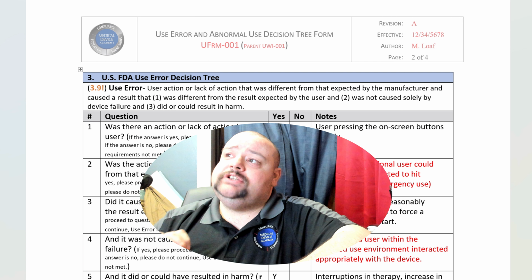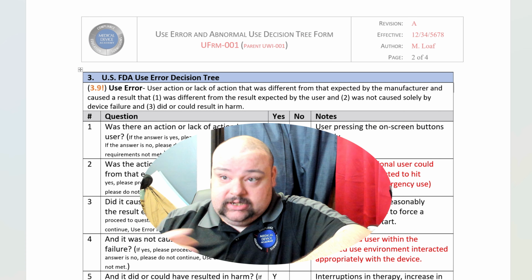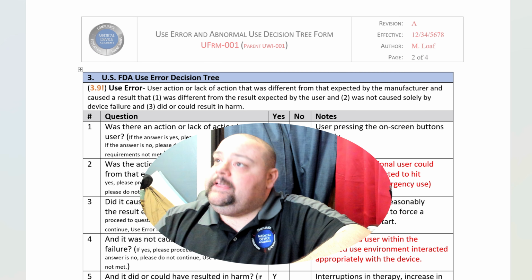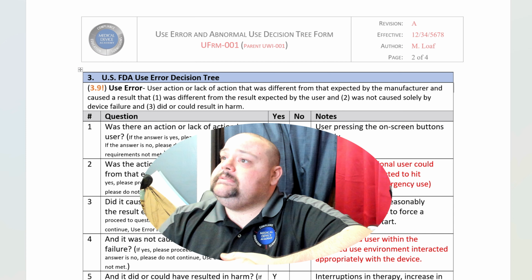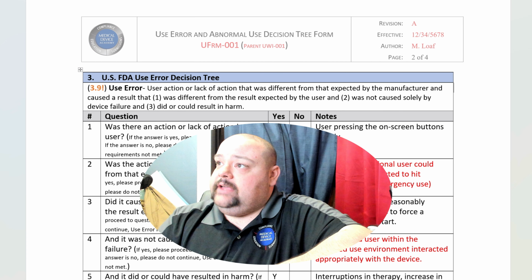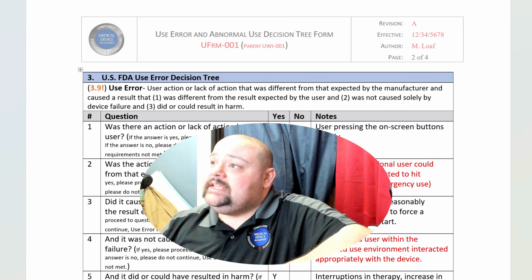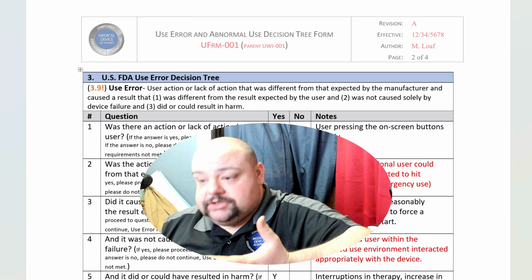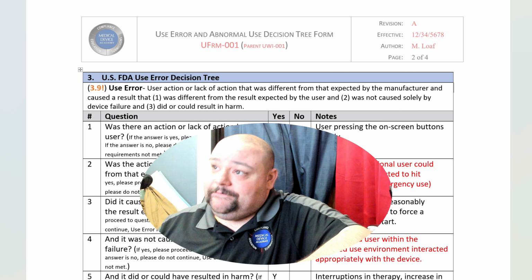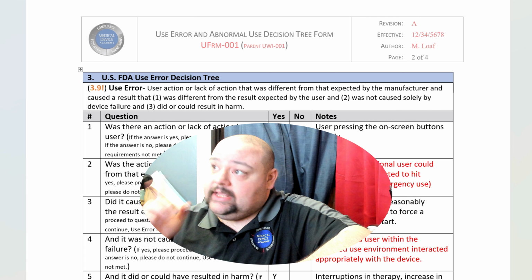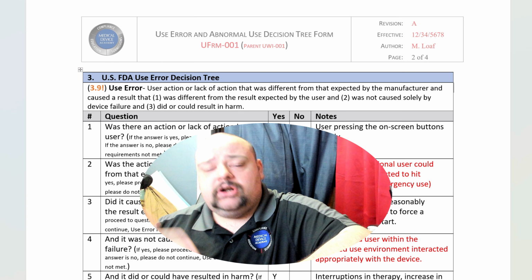So was there an action or lack of an action? Yes. The user was pressing the on-screen buttons quickly, but that was the action that the user was taking. Now, was that action different from what was expected by the manufacturer? And to that we answered no. And that's because it could at least reasonably be expected that there are some occasions a healthcare provider would need to move quickly. Did this cause a result different than that expected by the user? For that we said yes. The user shouldn't reasonably think that the device would restart in these conditions.